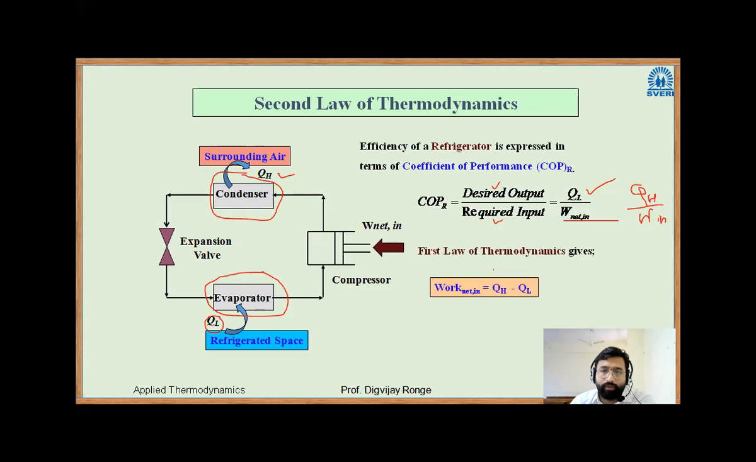So the first law of thermodynamics gives net work input equal to QH minus QL. So COP can also be written like this. This net work input can be written as QH minus QL. If you divide both numerator and denominator by QL, here it will be 1, and here it will be QH divided by QL minus 1. So write down this formula, COP of refrigerator.